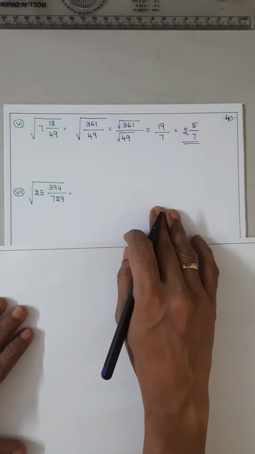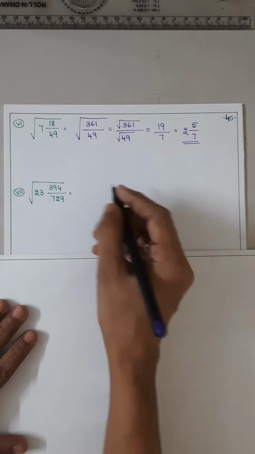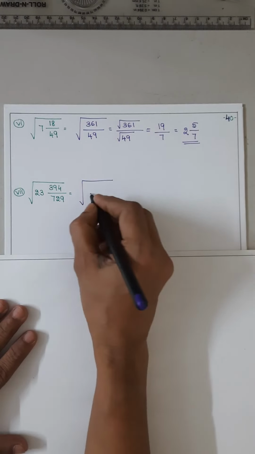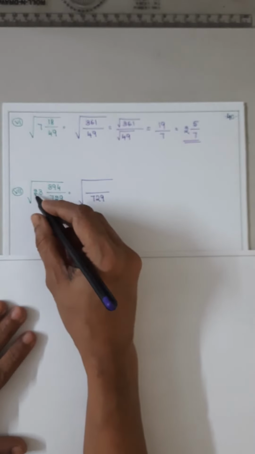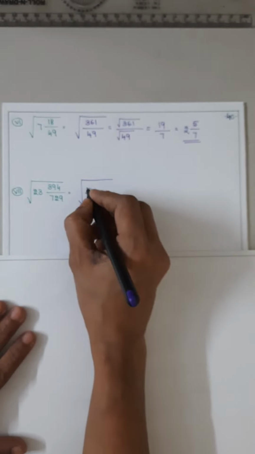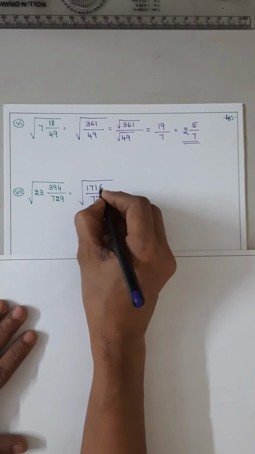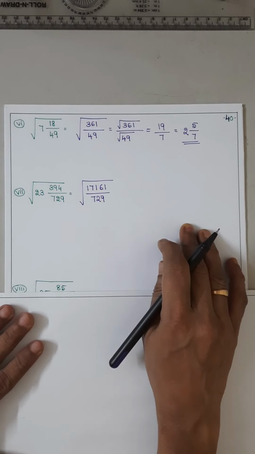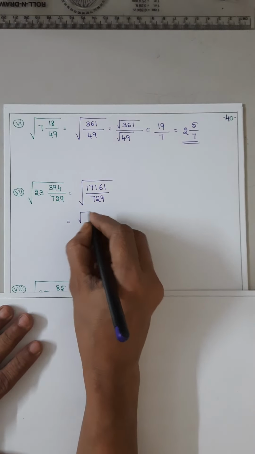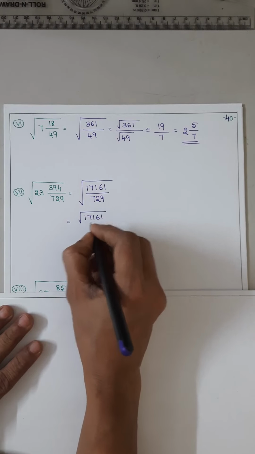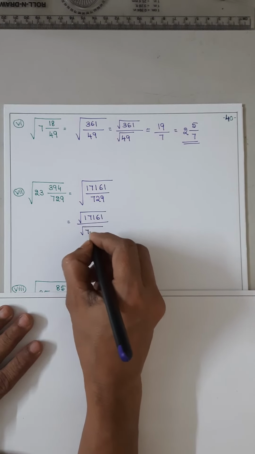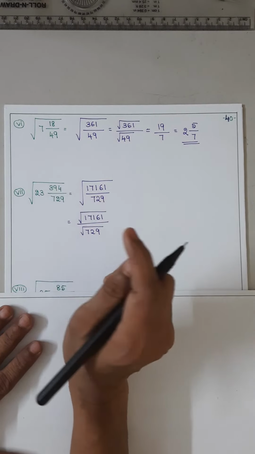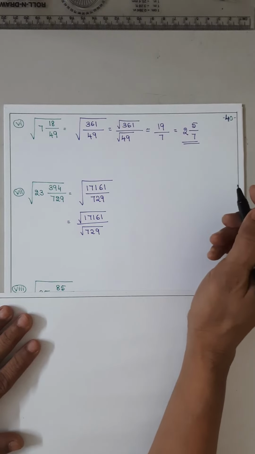Okay. Now coming to the 7th sum. Square root of 729 in the denominator. When you multiply and add, you will get 17161. So you got 17161. That means square root of 17161 upon square root of 729. So multiply these two, then add. Okay, those calculations and all you have to do.